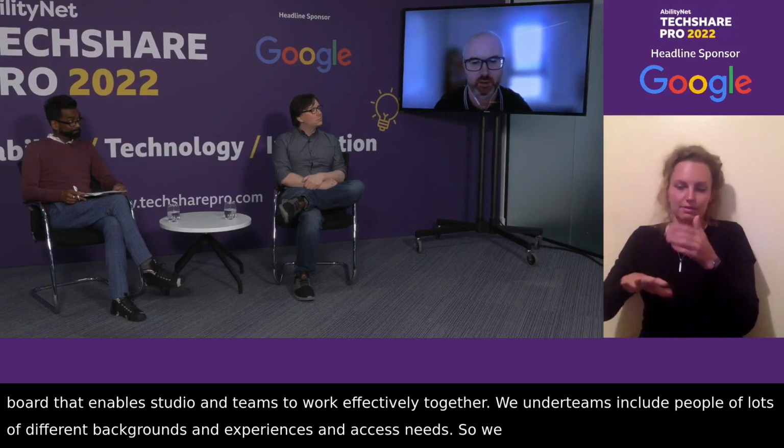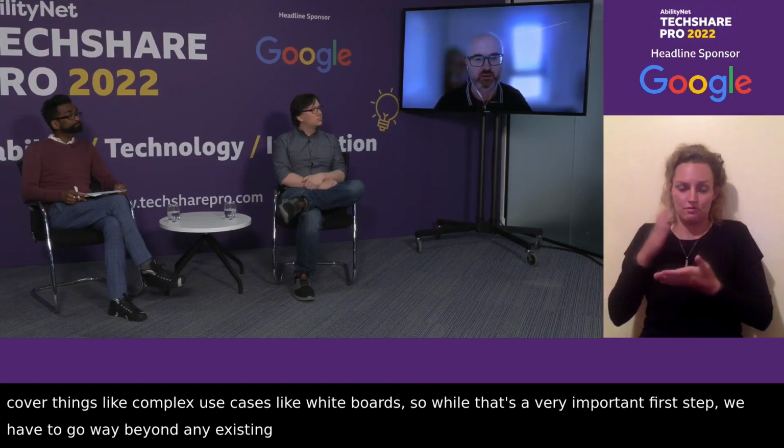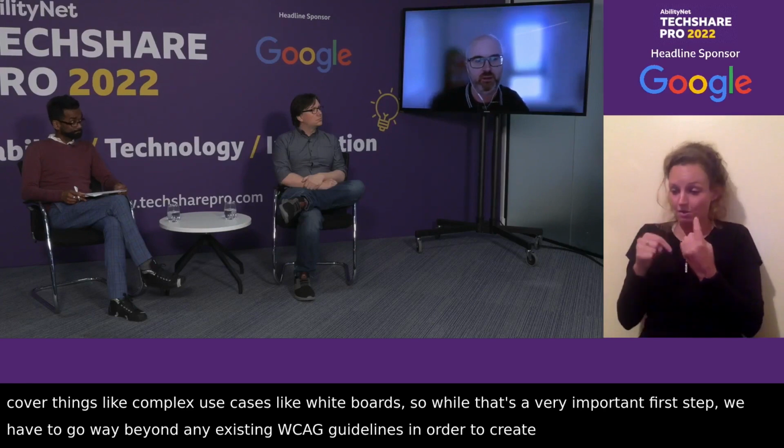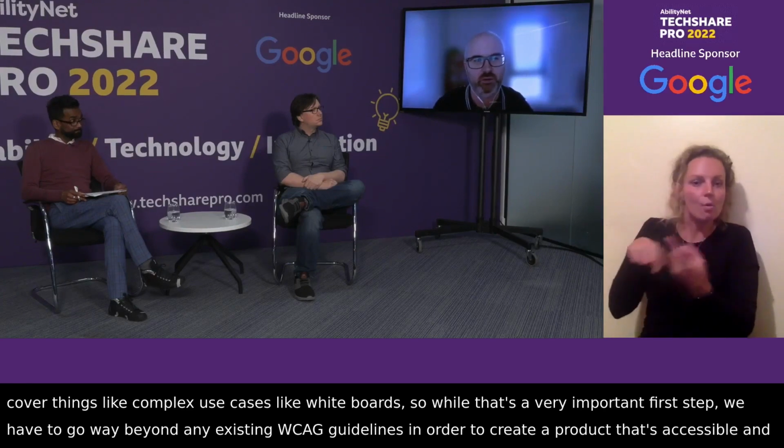And I think if you look at traditional accessibility guidelines like WCAG, they don't cover complex use cases like whiteboard. So while that's a very important first step, we have to go way beyond any existing WCAG guidelines in order to really create a product that's accessible and usable for everyone. So the question then, what role does design have to play, and how do we introduce design as early as possible in the future?